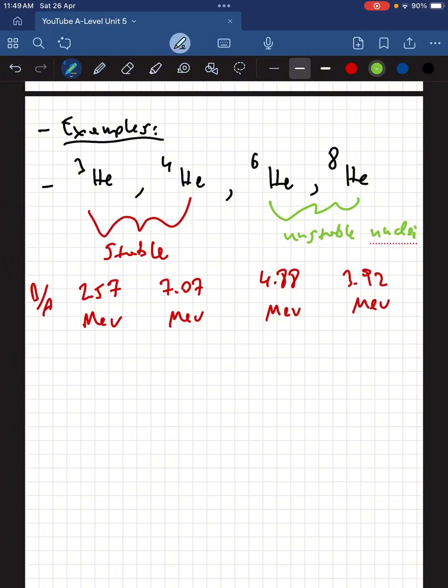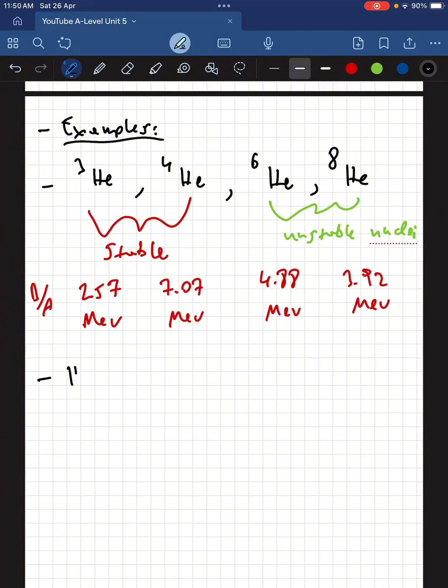Lifetime is how much time it takes for 63% of unstable nuclei to decay, okay? So the half-life for helium-6 and helium-8, I think, is in the order of magnitude of milliseconds, but I don't have it in front of me, so I'm not going to mention it. Maybe I'll mention it in the description, we will see. So now, these unstable nuclei, helium-6 and helium-8, decay via beta decay, okay? So let's go see the process.